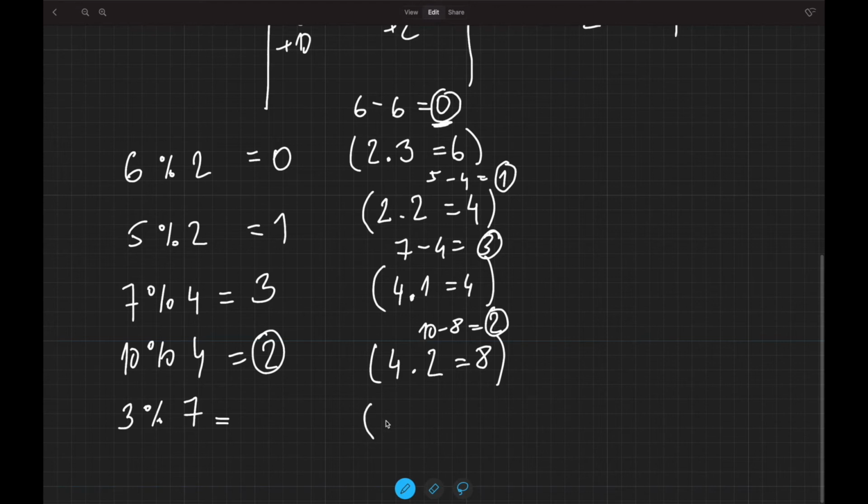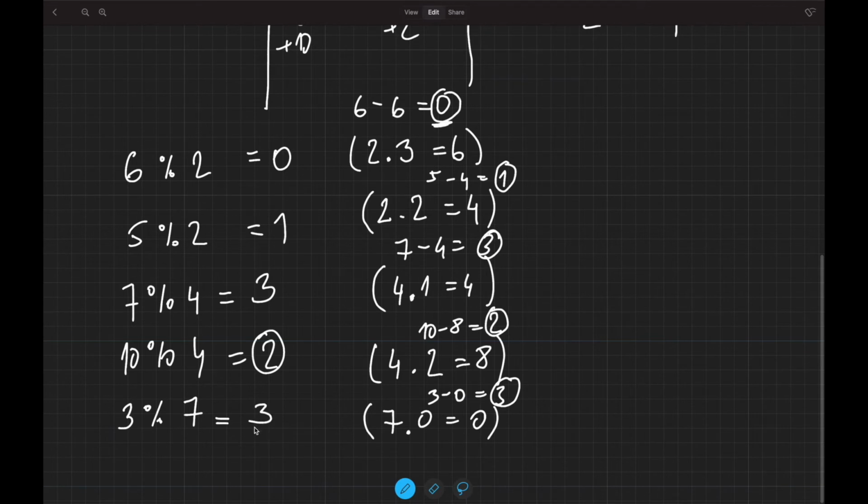So how many times can I fit the number 7 into 3? Exactly 0 times. So this will give me the number 0, and 3 minus 0 is 3. Okay, so the result here will be 3.